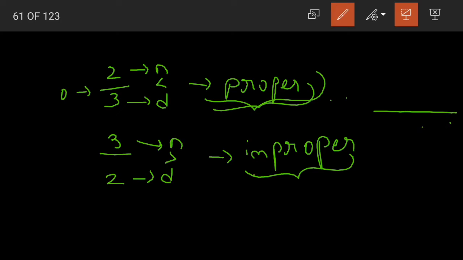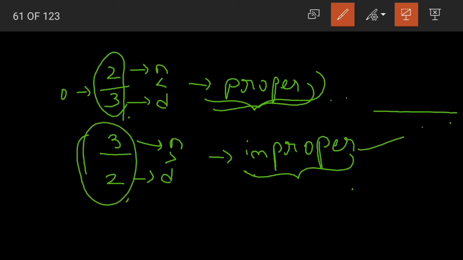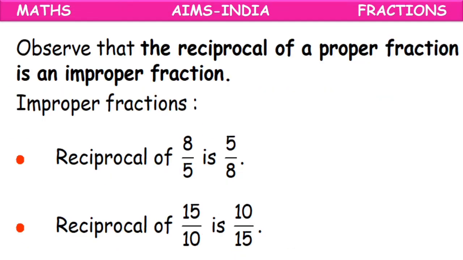Then if you don't remember this point, take a proper fraction like this, write the reciprocal and check whether it will be an improper or a proper fraction. Understood, children? Next, improper fractions.